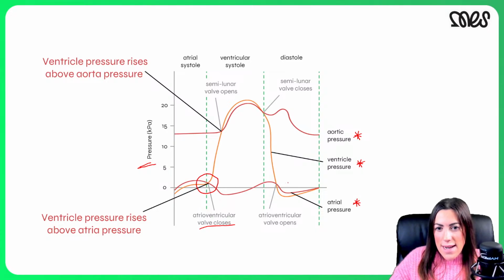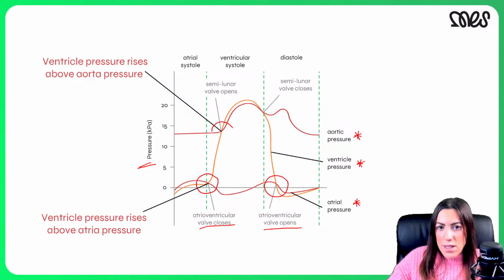Let's look at this one here next. Hopefully you can see the red line is now higher than the orange line. So now we have the atrial pressure higher than the ventricular pressure. Now when the pressure in the atrium is higher than the pressure in the ventricle, that will push the AV valve open. Okay, so pressure higher in atrium pushes AV valve open, but over here the pressure was higher in the ventricle, which pushes the AV valve closed.